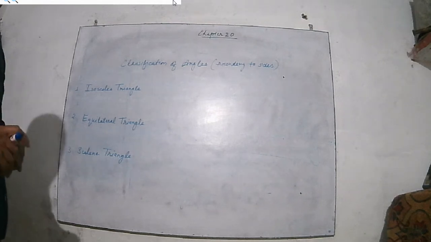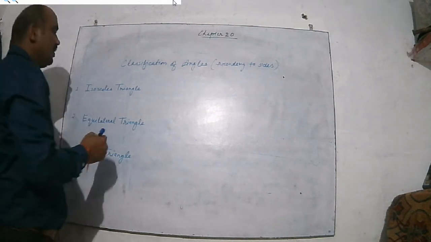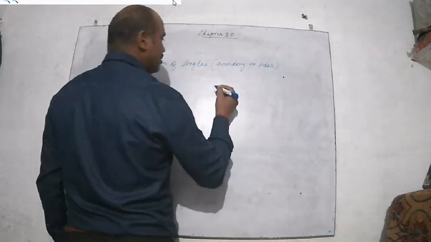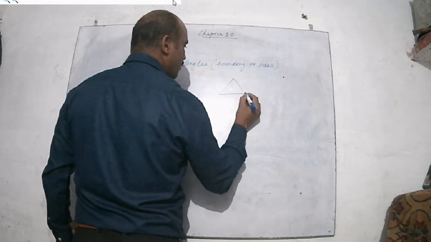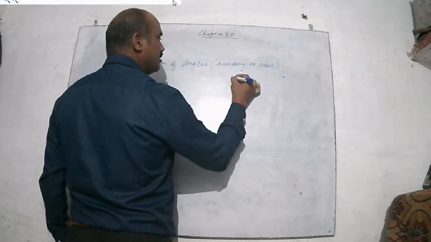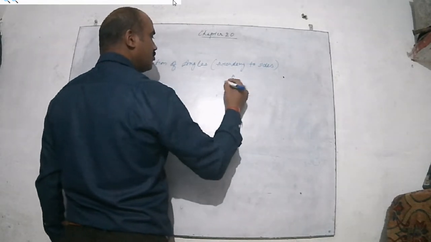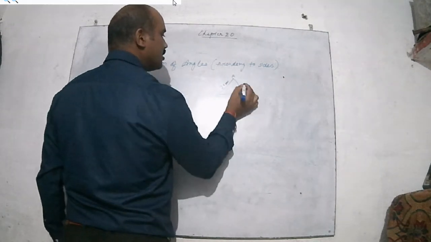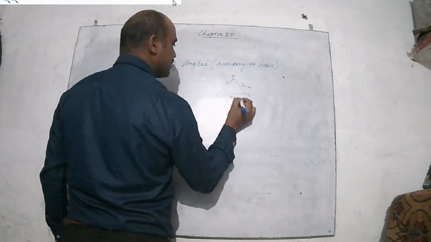So in this, if two sides of a triangle are equal, suppose this is our triangle. Suppose here BA is equal to 3 centimeter, and AC is equal to 3 centimeter, but BC is equal to 4 centimeter.